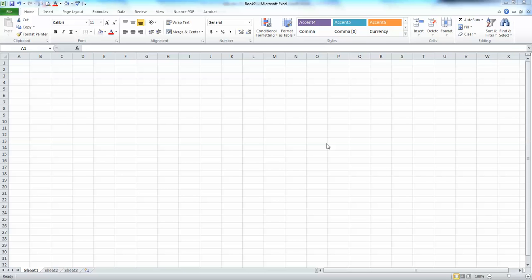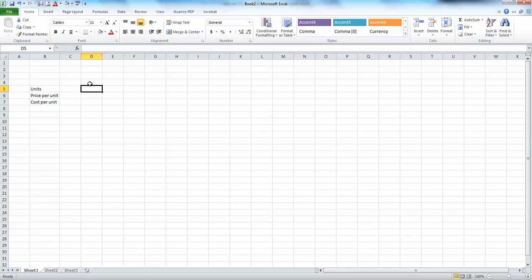So to build this, let's see, we're going to start with our units. We're going to have so many units, a price per unit, and a cost per unit. Let's set those up right now. Years. We're going to have 0 through 5. I'll explain the zero part later when we talk about our initial outlay.